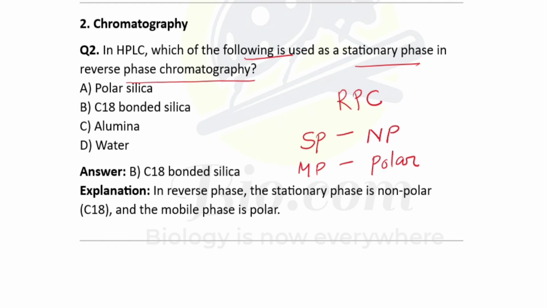So the right answer is C18 bonded silica. In reverse phase chromatography, the stationary phase is non-polar, that is C18, and the mobile phase is polar. So you have to remember that this is the reverse of the normal phase chromatography.